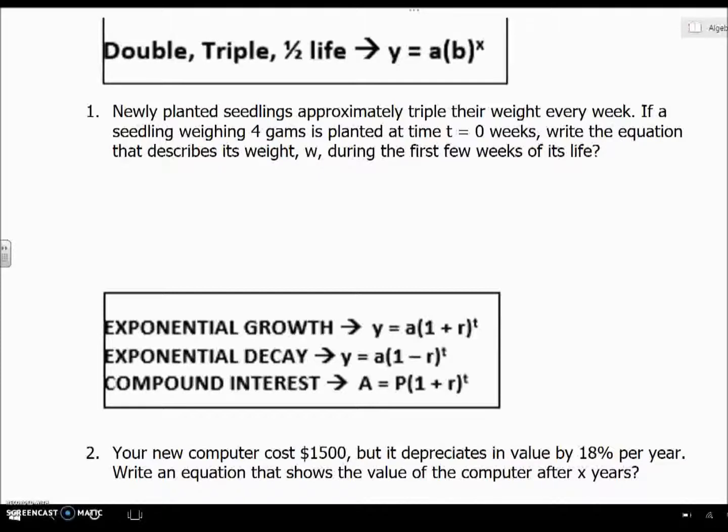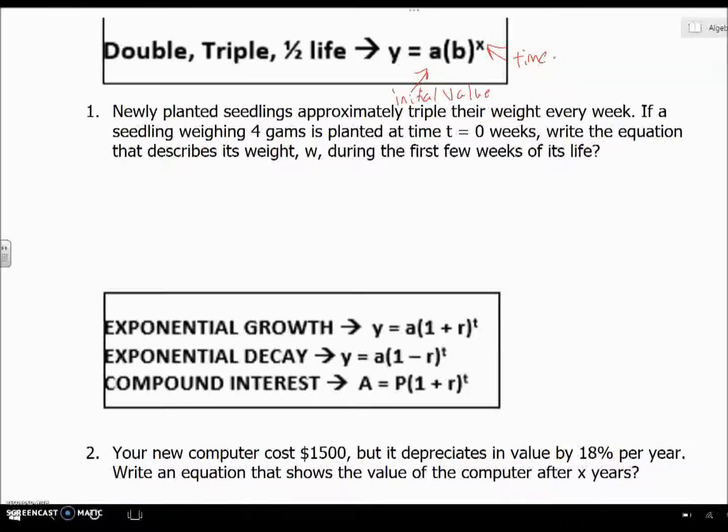It's just our basic y equals a times b to the x. This is the one we've seen before when we were just evaluating exponential equations. If you remember, a is my initial value, b is our common ratio, and x is my time. The other type of equation we now have is when we're talking about growth, decay, or compound interest.